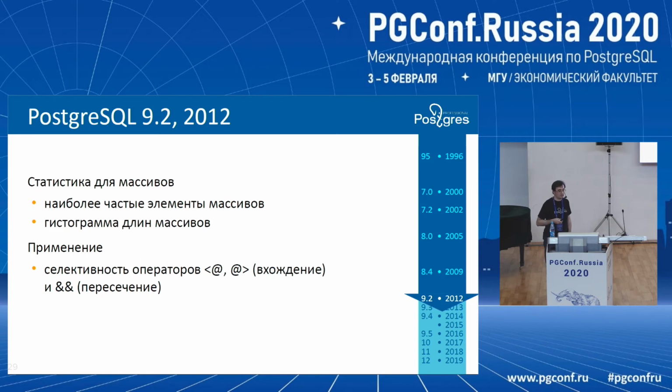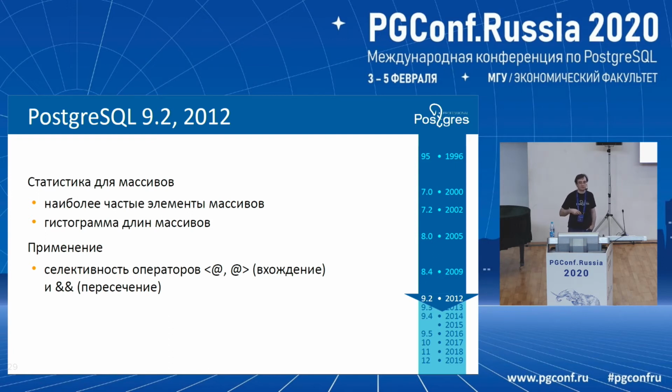Then, 9.2 was further improved in 2012. In this version, we've introduced array statistics. With arrays, we have a similar story as we did with documents. Various arrays are probably going to be unique, but the elements that they're comprised of are going to be somewhat alike with one another. So we can collect the most frequently met elements of the arrays, and then we get a histogram of these arrays.